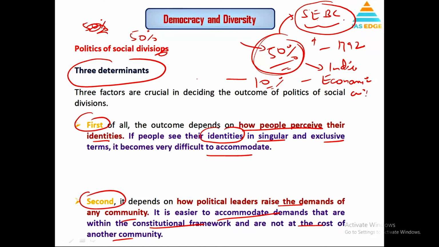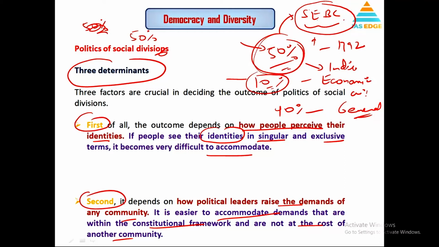Reservation on what basis? On the basis of social and educational backwardness, for backward caste people. You can say the reservation cannot cross this limit. But later on, we added 10% more reservation based on economic criteria.